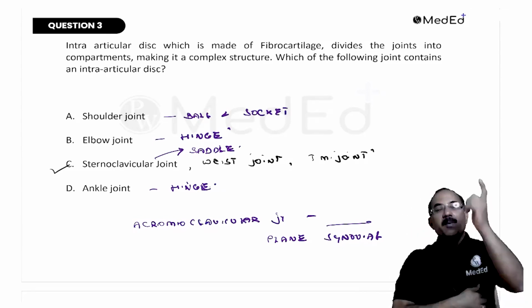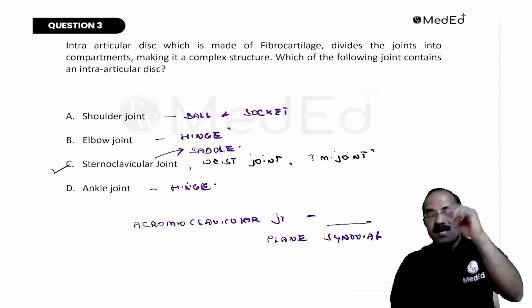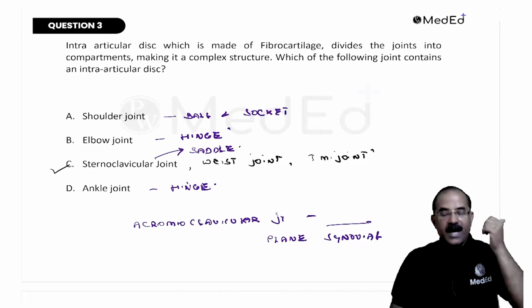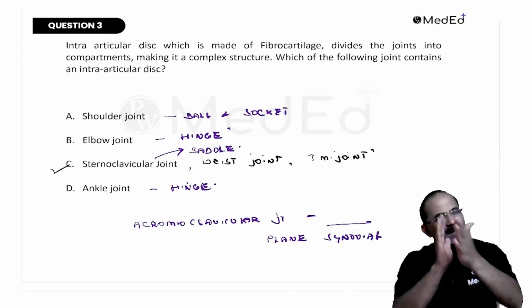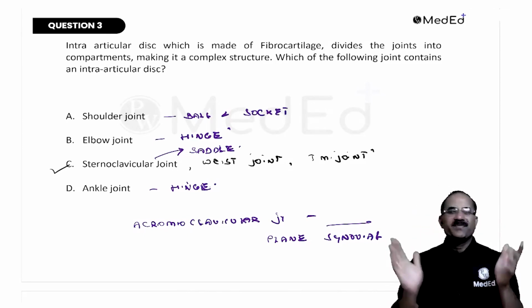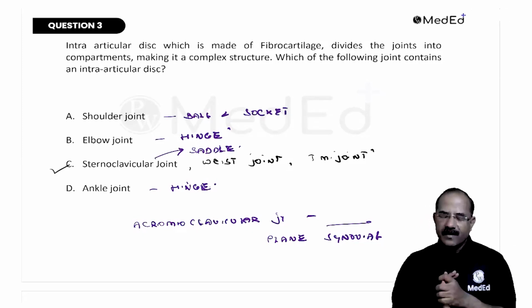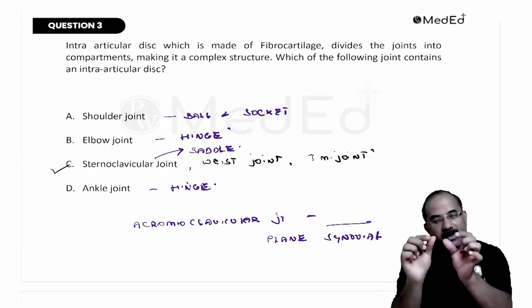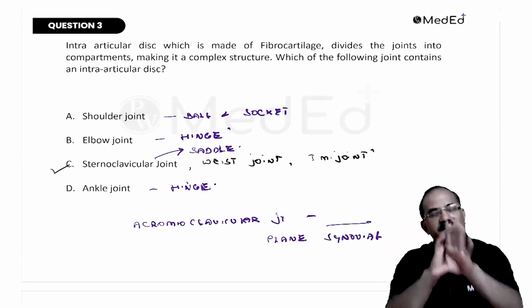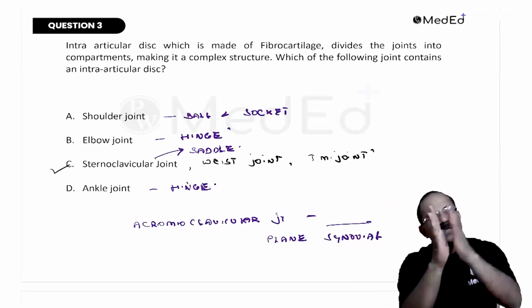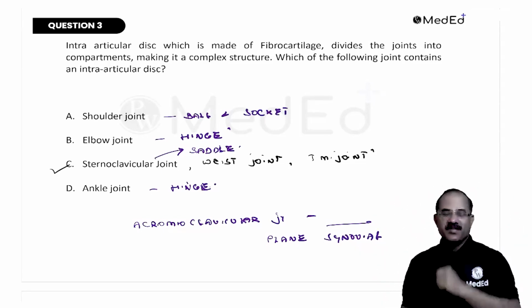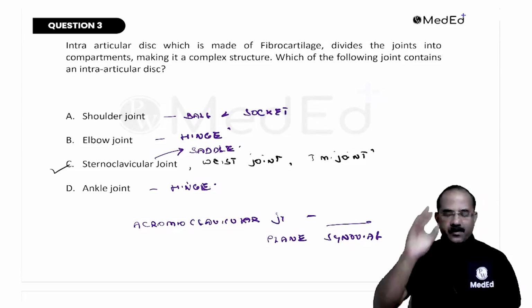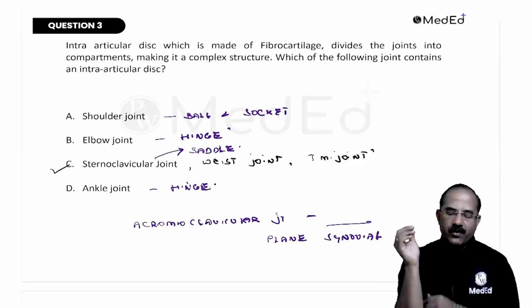Plain synovial joint, example is the acromioclavicular joint. And what are the movements seen in this? Gliding movements. Clear? Plain synovial joints are like the intercarpal joints, the joint between the carpal bones, the joint between the tarsal bones. In these there is only gliding movement which takes place. Perfect.